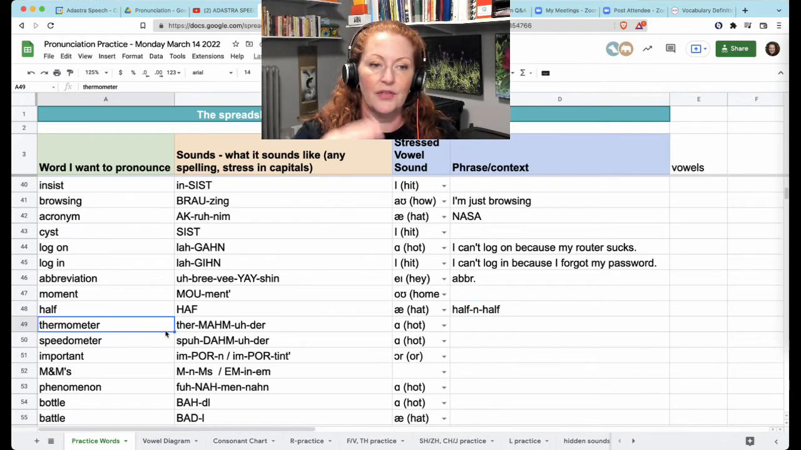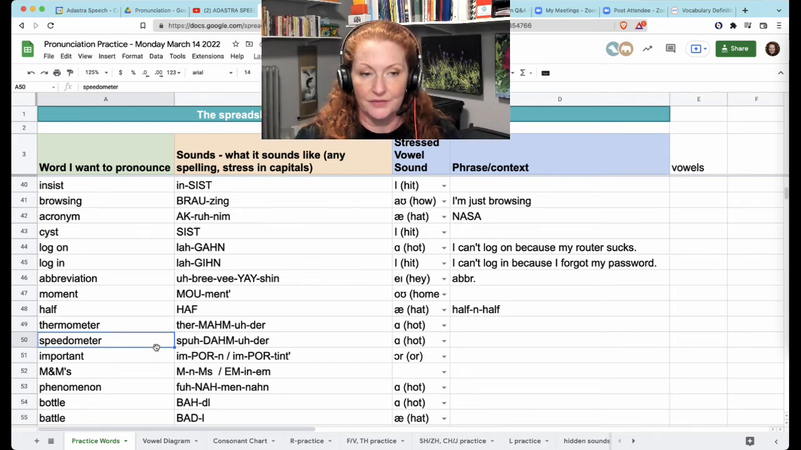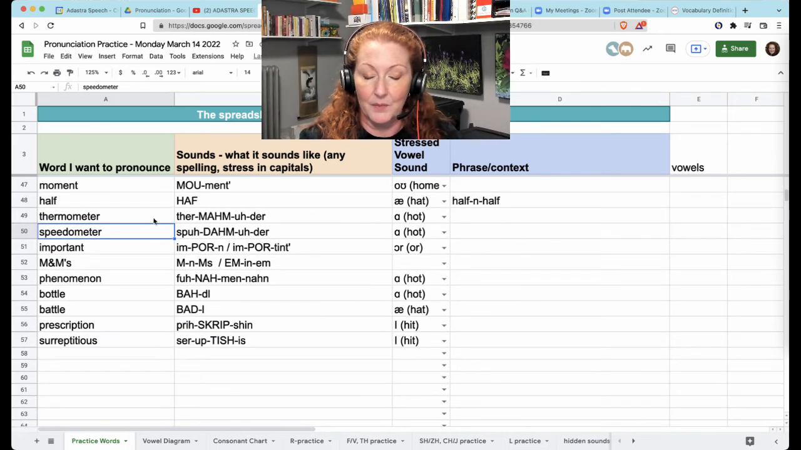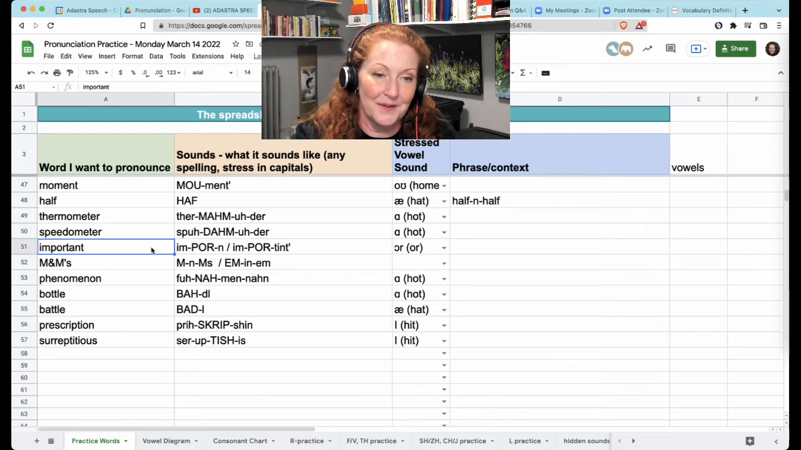Thermometer. Speedometer. But in my head, and when I'm spelling it, I think thermometer, I think speedometer, but we don't say it that way. I don't know why.